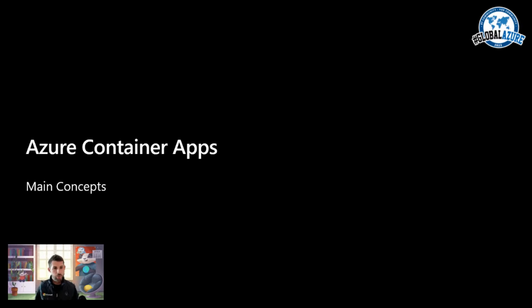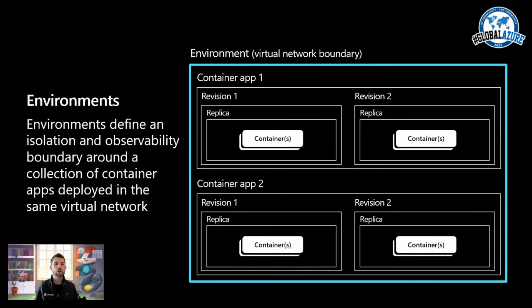So before we go into the demo, let's just briefly go through the main concepts of Azure Container Apps. There are a couple of concepts. Actually, you can see all of them already in this picture, and we'll go through them one by one. So the largest boundary of an Azure Container App is the Azure Container App environment. That defines the isolation and observability boundary, and you can have multiple container apps in one environment. But this is where you define where you want to build and deploy your container apps.